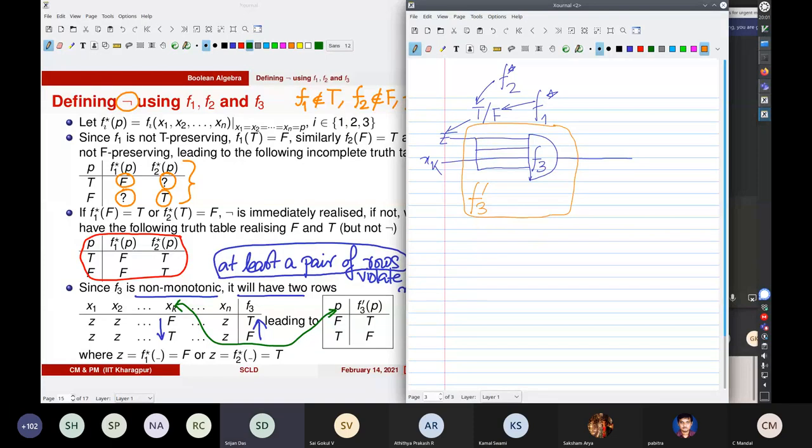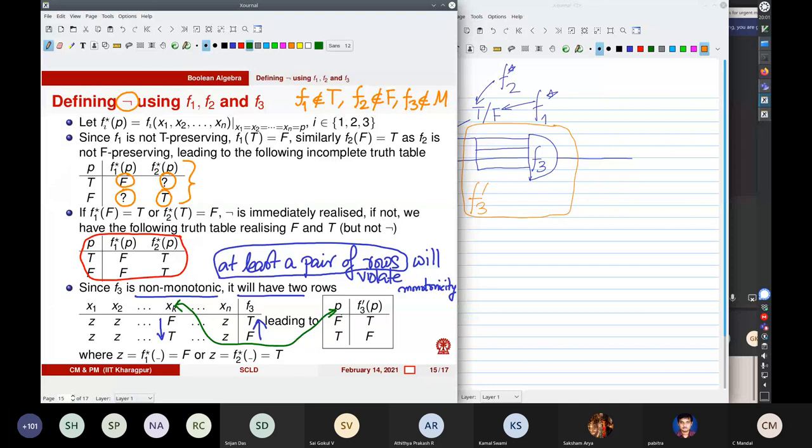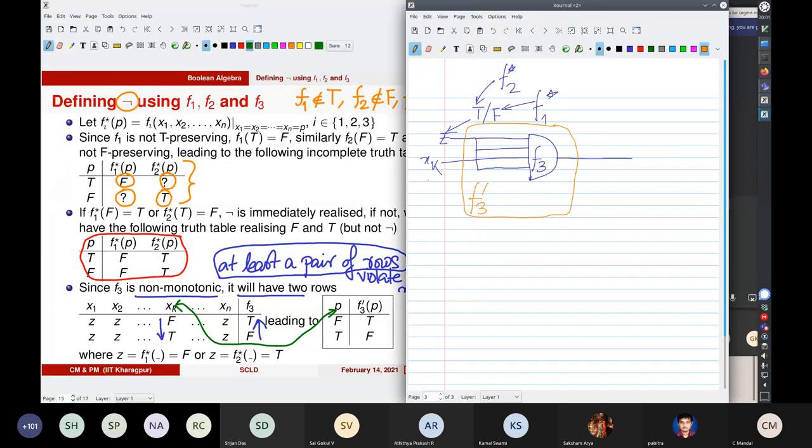Sir, if xk is F, then z should be F and vice versa. No, no, no. You look at this. This is performing the inversion. This is P. Xk is only P. Okay, sir. Xk is P. So this is F3 dash P. Alright. So how do you decide the value of Z?